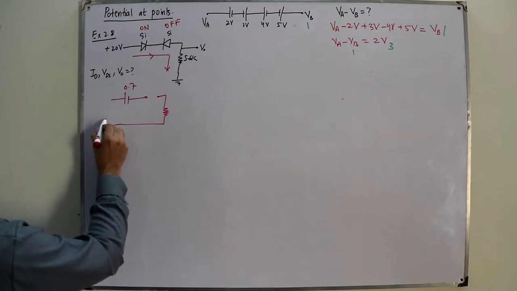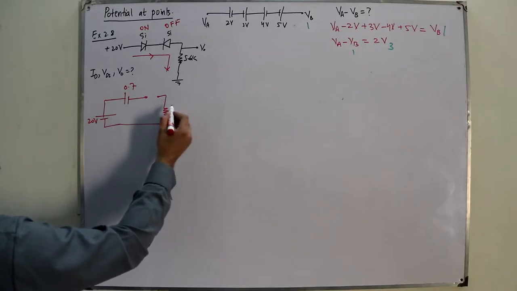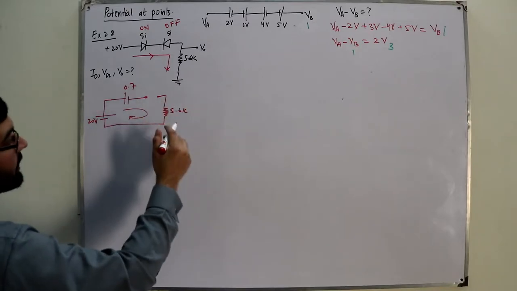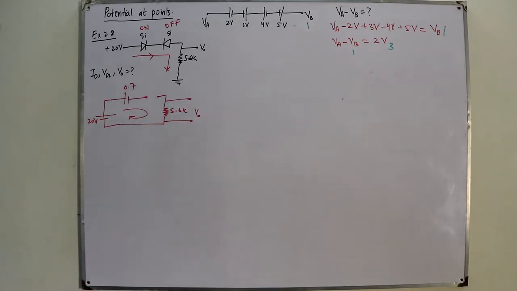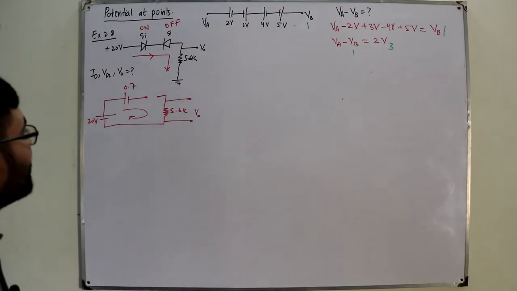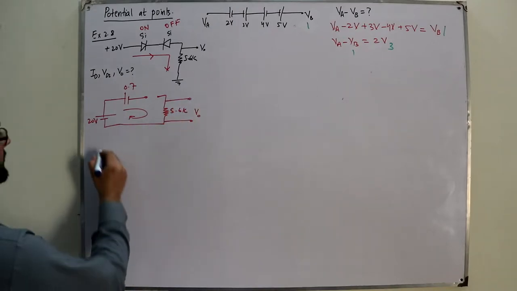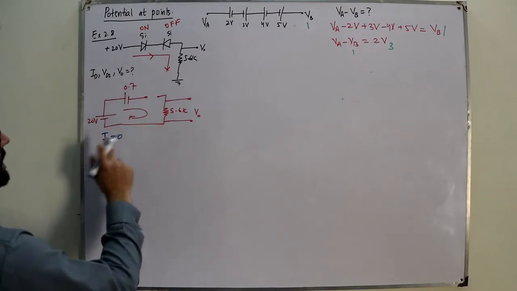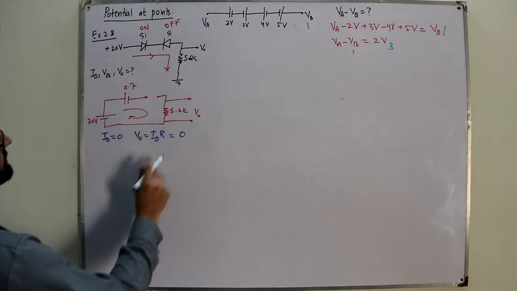Let me draw it like this. 20 volts, and this value is given, 5.6k, and basically no current, and V naught is this voltage. So what do we have? ID, no current. Yes, no current. So ID is equal to 0, we have an open circuit. V naught is equal to 0, why? Because this is ID times R, so this is 0 multiplied by this.